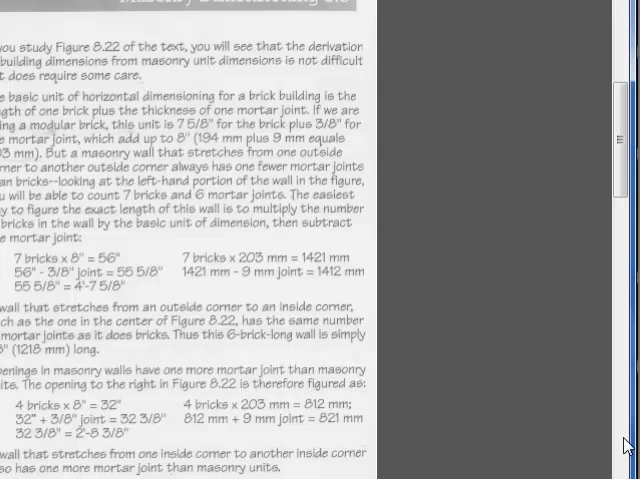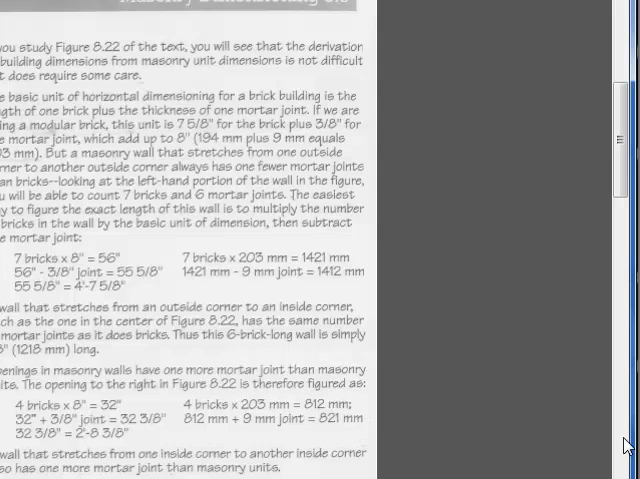It says if you study figure 8.22 in the text, and that's the slide I was showing you earlier with the different exterior corners, interior corners, you will see that the derivation of a building dimensions from masonry unit dimensions is not difficult, but does require some care. The basic unit of horizontal dimensioning for a brick building is the length of one brick plus the thickness of one mortar joint. So that's your basic unit.